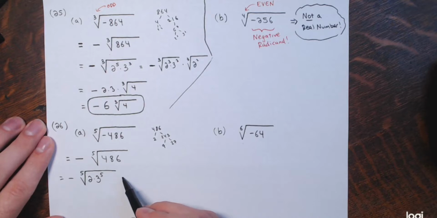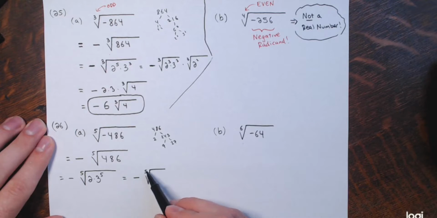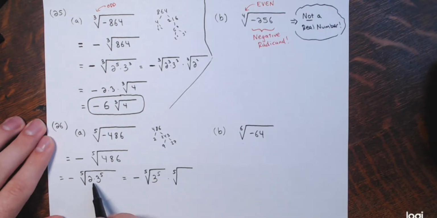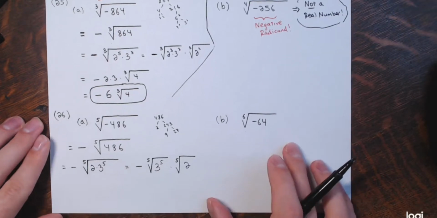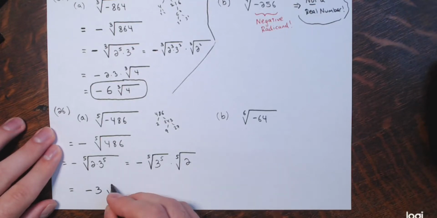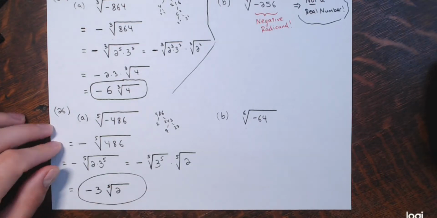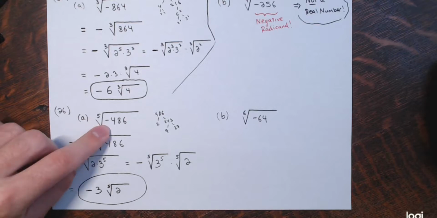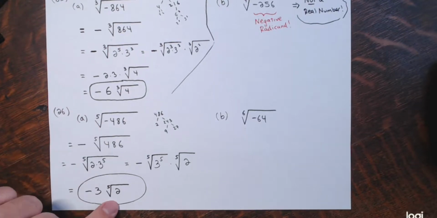And then I'm breaking this up. We have negative out front all the time. And I'm breaking it up to the product of fifth root of fifth powers times the fifth root of not fifth powers. Now the only fifth power I can pull out of here is 3 to the 5th, clearly, and the only factor left over would be 2. And the fifth root of 3 to the 5th would be 3. So I have negative 3 times the fifth root of 2. And there you go. And again, use your calculator, see if the fifth root of negative 486 is the same as negative 3 times the fifth root of 2.